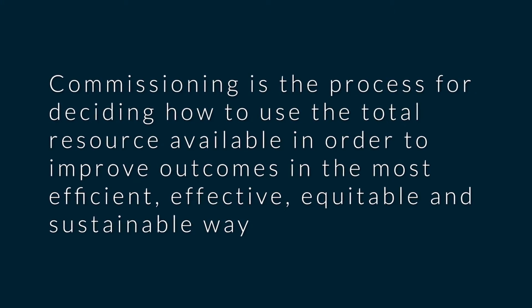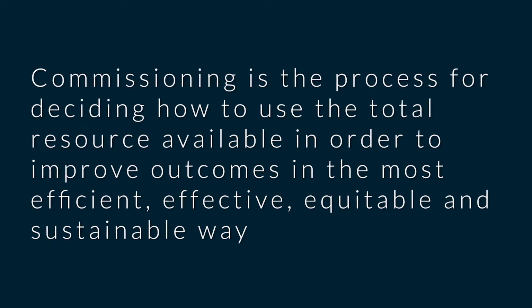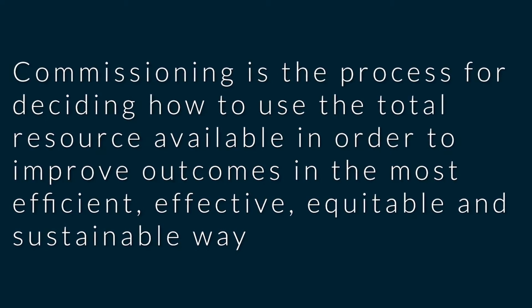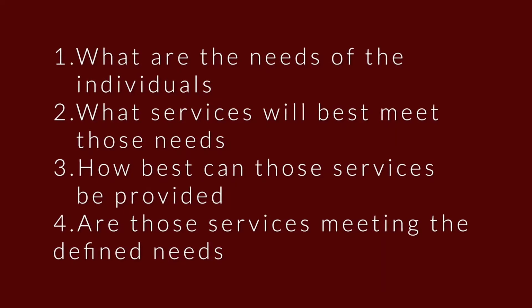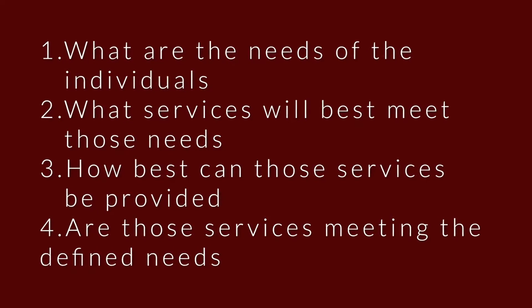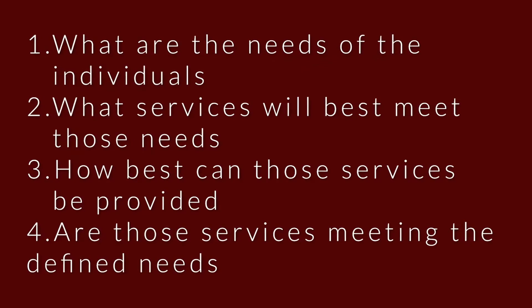To help set a picture of how procurement actually works in public sectors, we need to look at commissioning. Commissioning is the process of deciding how to use the total resources available in order to improve outcomes in the most efficient, effective, equitable, and sustainable way. So the commissioning cycle looks like this. We have what are the needs of the individuals, what services will best meet those needs, how best can those services be provided, and are those services meeting the defined needs?